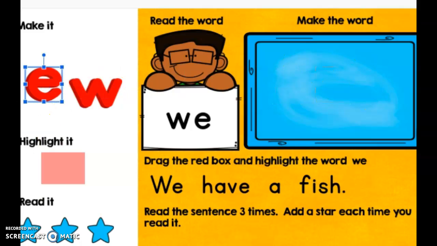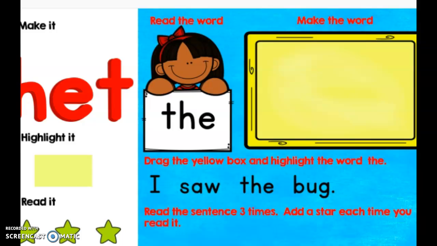And then for the last slide, same activity. You're going to go ahead and read the sight word the. You're going to build it over here. You're going to highlight it, and then you're going to read the sentence 3 times. I saw the bug. All right, guys, that's your reading activities for today.